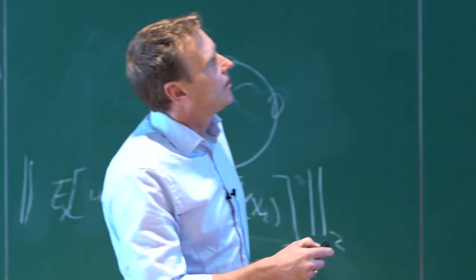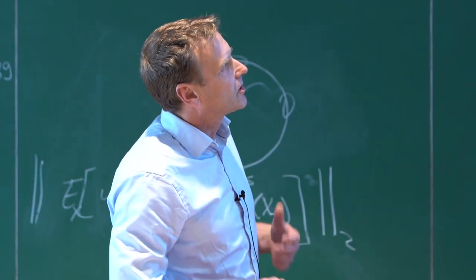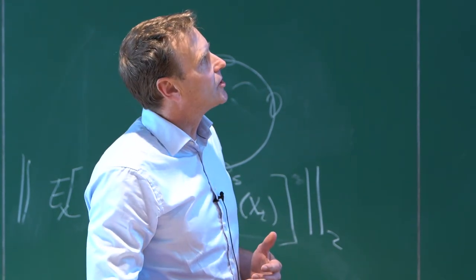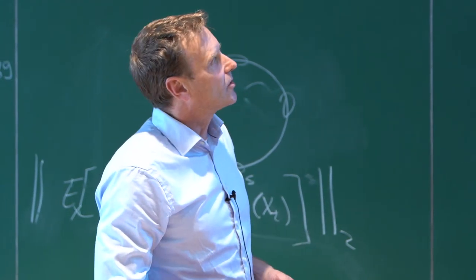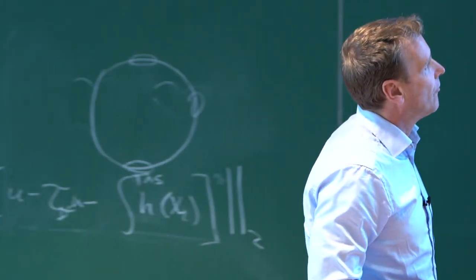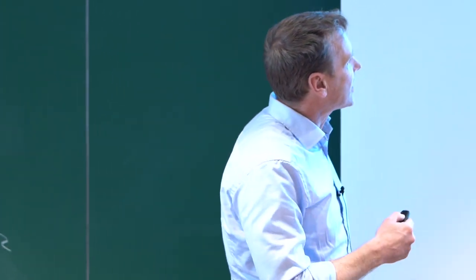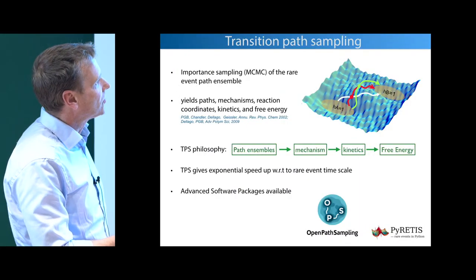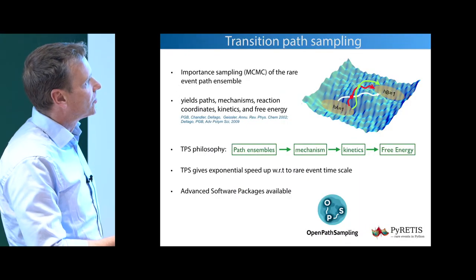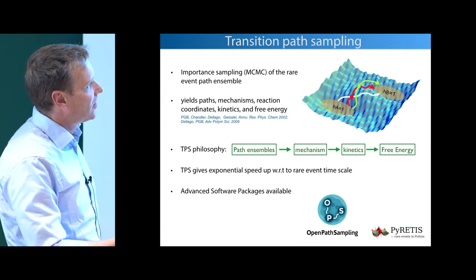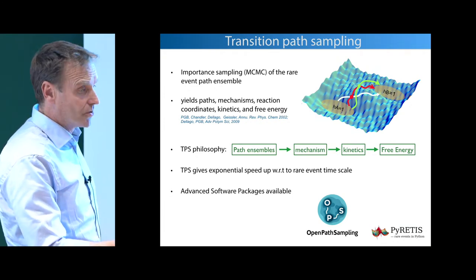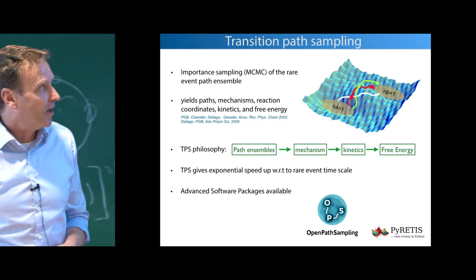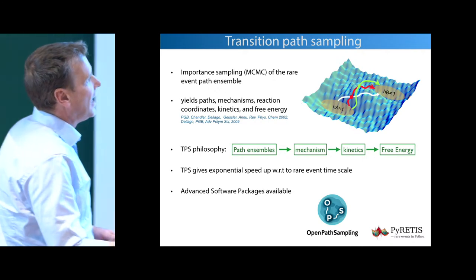Now, this is an old method. It has been around for a while, but it yields mechanisms and path ensembles, and in principle it also contains information on reaction coordinates, rate constants, and eventually also free energies. And this is actually part of the philosophy. We first start with the path ensembles. Then from the path ensembles, you try to extract some mechanisms. Eventually, you can also do kinetics. And maybe at the end of the story, you get a complete free energy landscape.